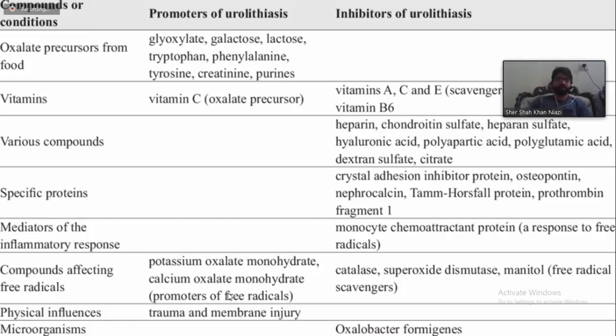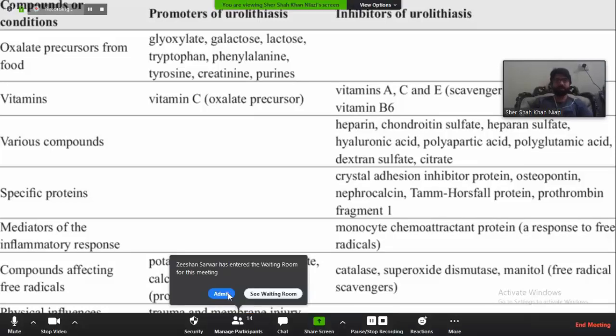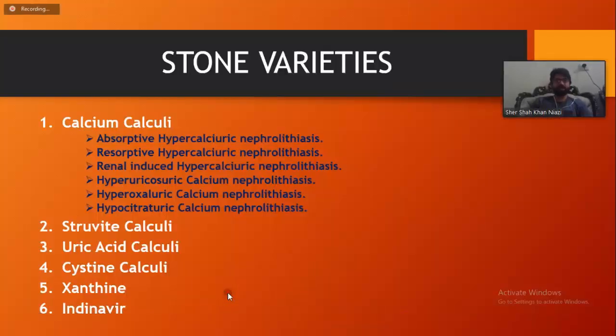Then we have stone varieties. We have calcium calculi generally, and we have non-calcium calculi. Calcium calculi are further subdivided into six types, whereas non-calcium calculi include struvite calculi, uric acid calculi, cystine calculi, xanthine, and indinavir. So we'll go through all of these one by one to see the pathology of stone formation.